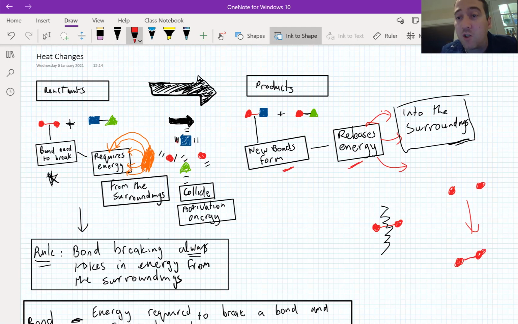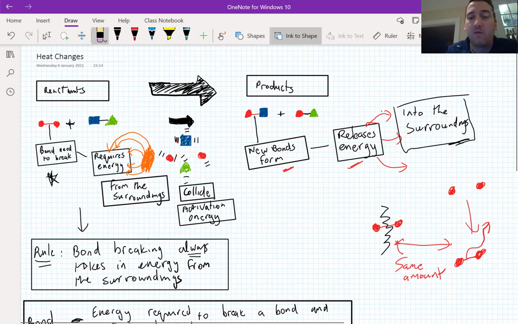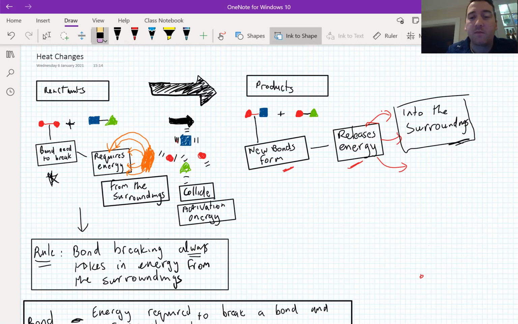So when they form, how much energy is going to be released? It's the exact same amount that you had to put in to break them. So same amount. This is an important idea for later on when we do some calculations. If we break bonds and then form the same bond back, it's the same amount of energy. We'll come back to that and revisit that idea later on.